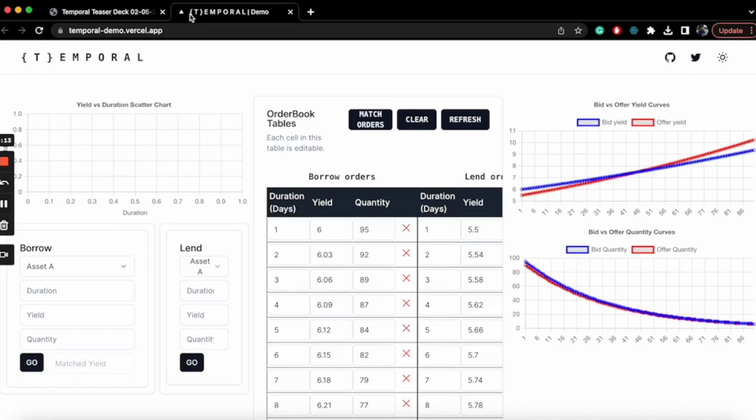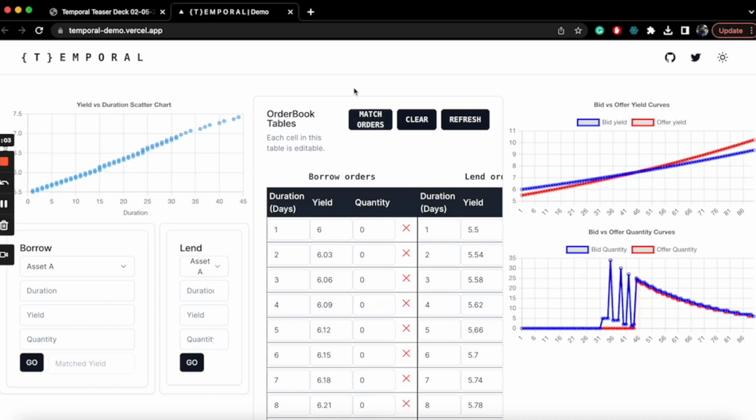We've initialized a preset order book in this simulation, and we're going to run it through the order matching engine. In the top left corner of the screen, one can see the matched orders depicted as the blue dots on the duration versus yield chart, forming a yield curve. We're excited to change the face of DeFi, and with this, we conclude our demo.